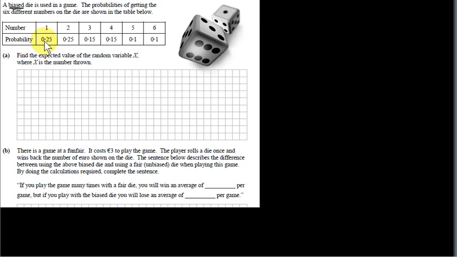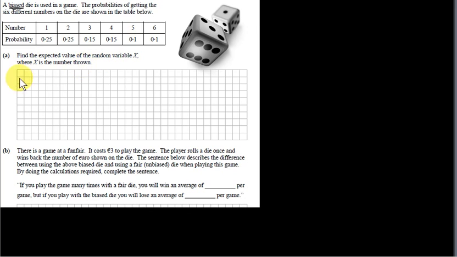They'd all be 1/6 actually. The probability of getting a 1 would be 1 over 6. The probability of getting a 2 would be 1 over 6, etc. You can see that they're quite different here. Now, we want to look at the expected value of the random variable x, where x is the number thrown.